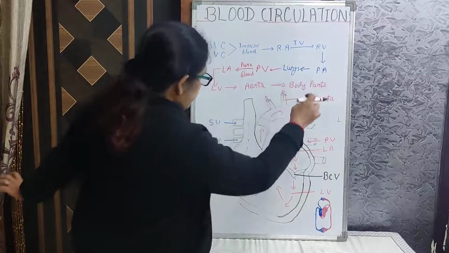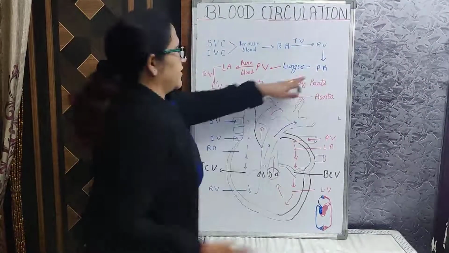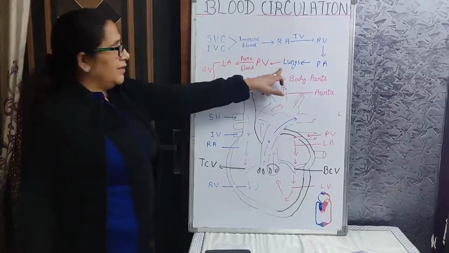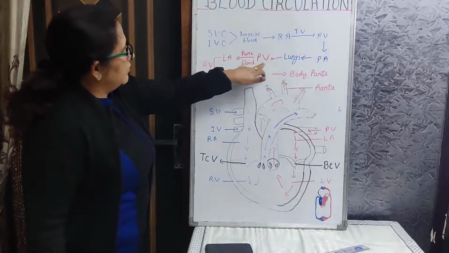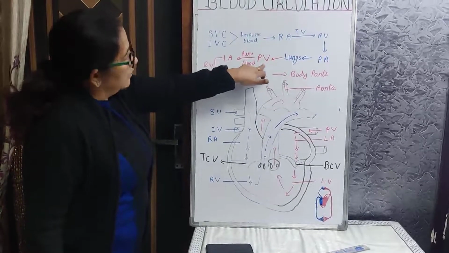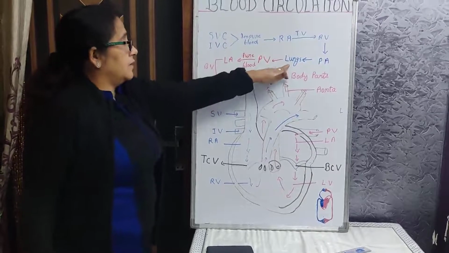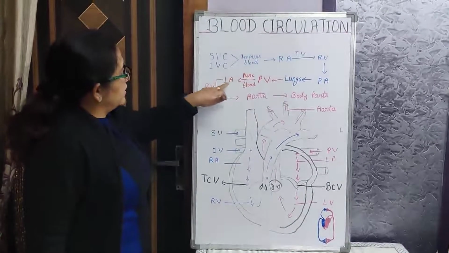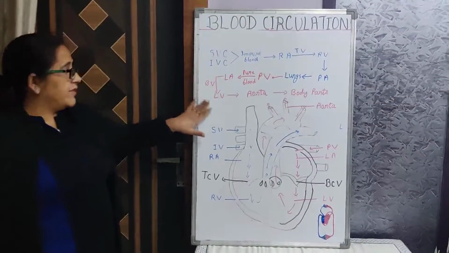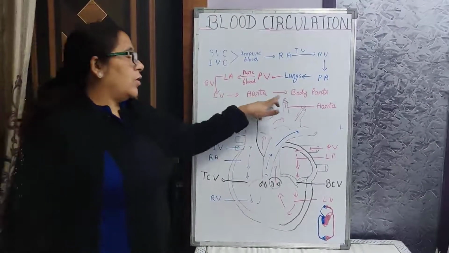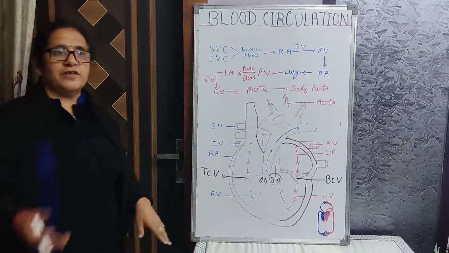From the right ventricle it is reaching the pulmonary artery. From the pulmonary artery it is reaching the lungs for purification, and all this blue part is showing impure blood. And from here the pulmonary vein carries pure blood, which has been purified by the lungs. Then this pure blood reaches the left auricle, then the left ventricle, then the aorta, then all the body parts. So this was all about blood circulation in the heart.